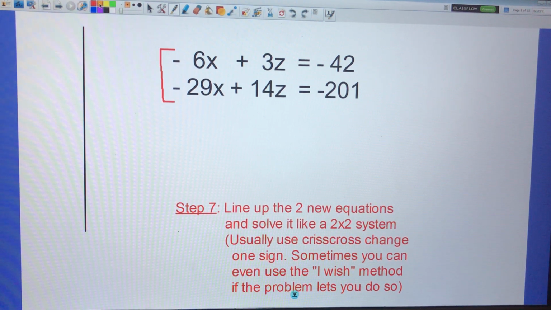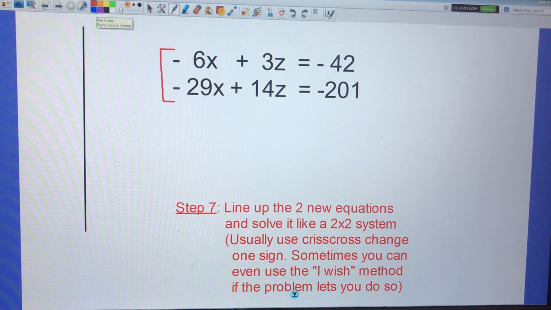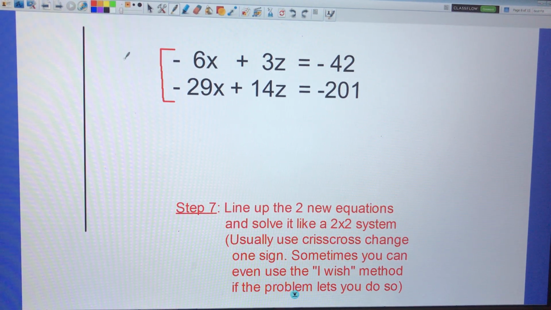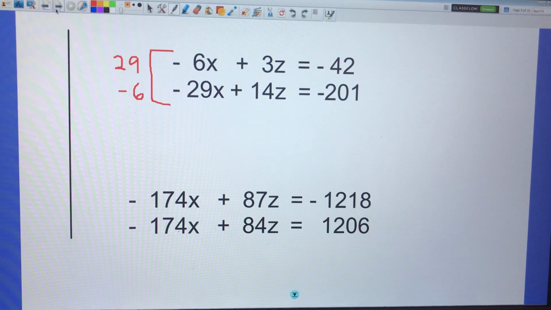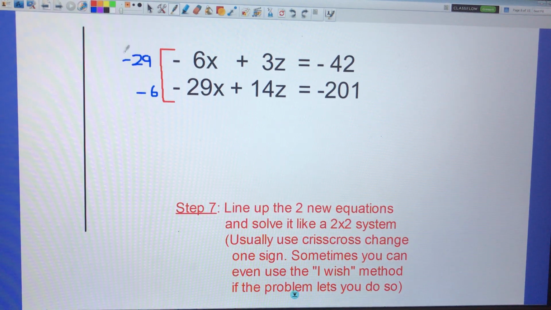Now at this point, this turns into the first worksheet that I gave you, classwork number 1, remote, okay? In that worksheet, all you had to do was crisscross the numbers, right? So I'm going to put negative 29 and negative 6. We're doing the same thing as the first lesson. We're going to crisscross the front numbers. Now I'm going to change one of the signs. Let's see which one I changed. It looks like I changed the top one. So change only one of the signs.